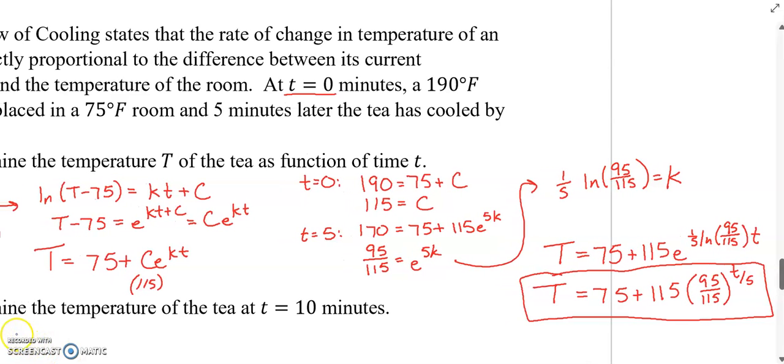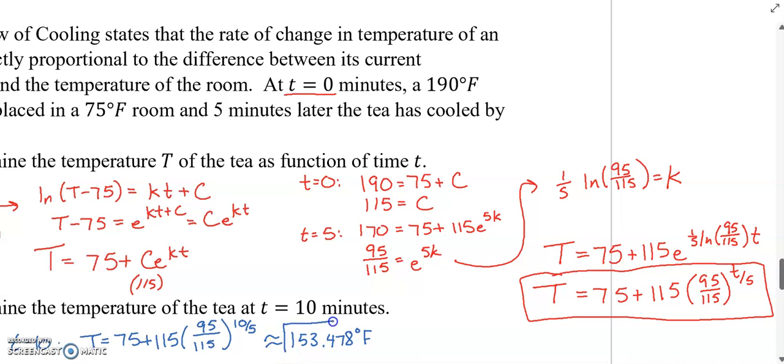All right, so at T equals 10, our temperature is equal to 75 plus 115 times 95 over 115 raised to the T over 5. Whoops, raised to the 10 over 5. Forgot that we know what little t is. And that looks like a job for a calculator, which informs me that the temperature is approximately 153.478 degrees Fahrenheit.